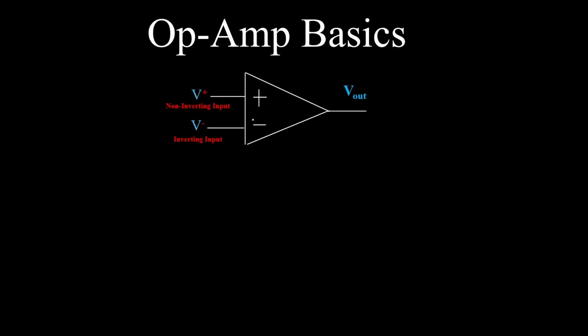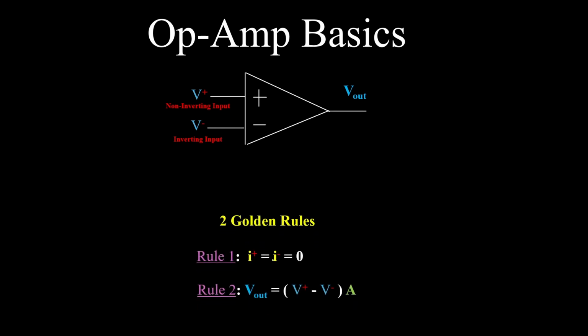The op-amp has two inputs and an output, and it follows two golden rules. Rule number 1: no current is allowed inside the two inputs. Rule number 2: V out is going to be (V plus minus V minus) times the gain of the op-amp.